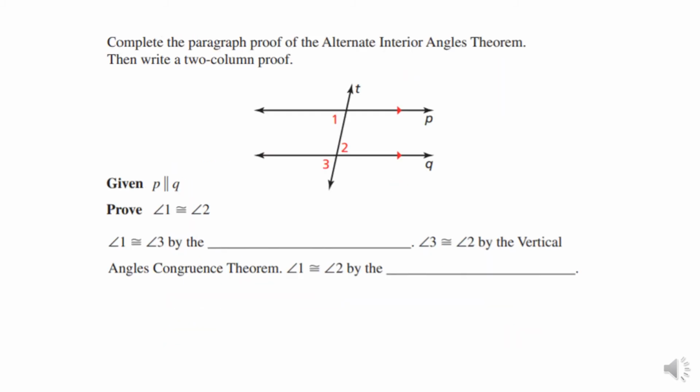Okay, so this is a paragraph proof, fill in the blank. So we're proving that angle 1 is congruent to angle 2. We are given that these are parallel. So first thing is angle 1 is congruent to angle 3 by corresponding angle theorem. Okay, and angle 2 is congruent to angle 3, sorry I said them backwards, by the vertical angle congruence theorem. So therefore angle 1 is congruent to angle 2 by the transitive property of congruence. So it's a pretty basic paragraph proof, not too hard.